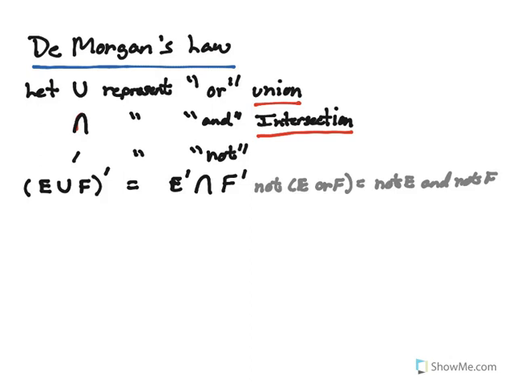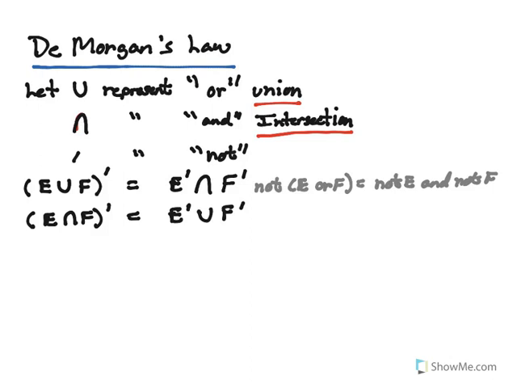And if I give you this, the complement of the intersection of E and F is equivalent to the union of the complement of E and the complement of F.